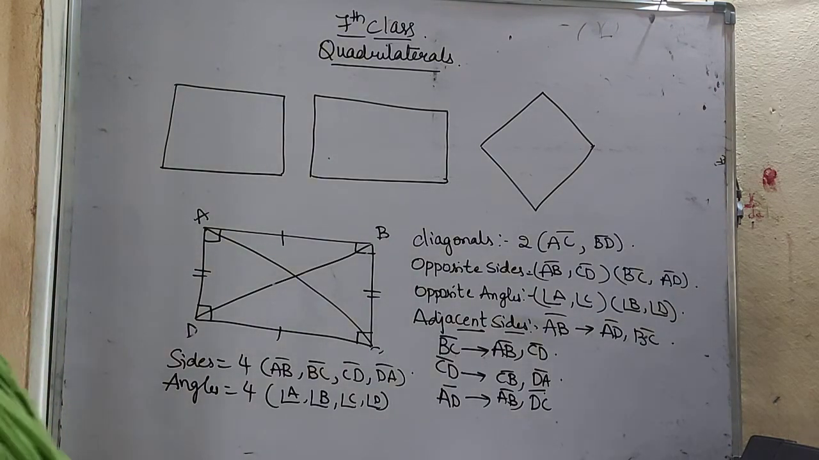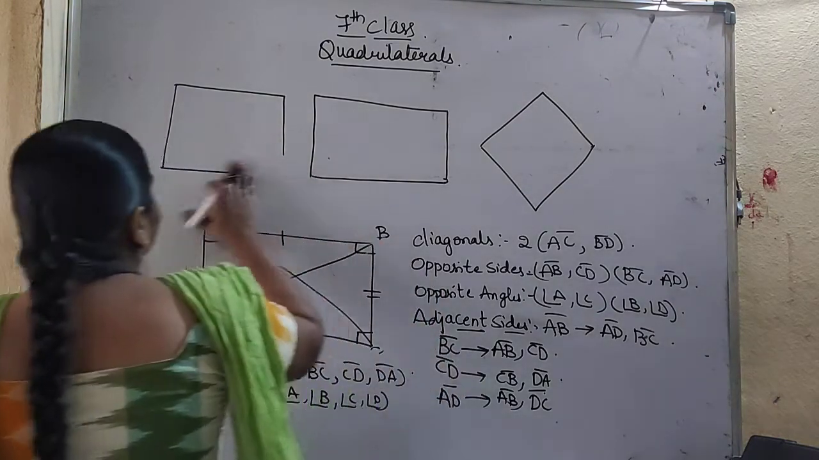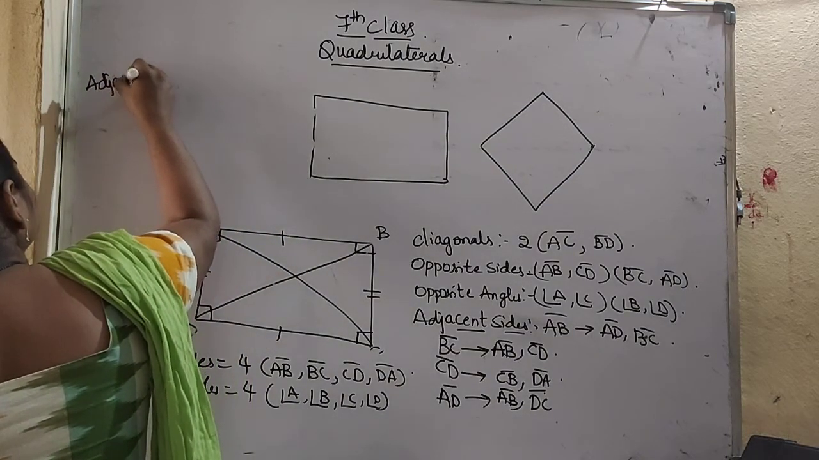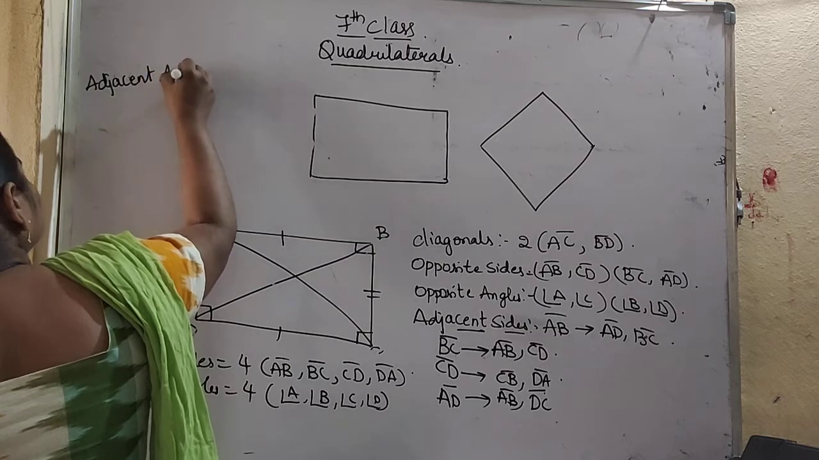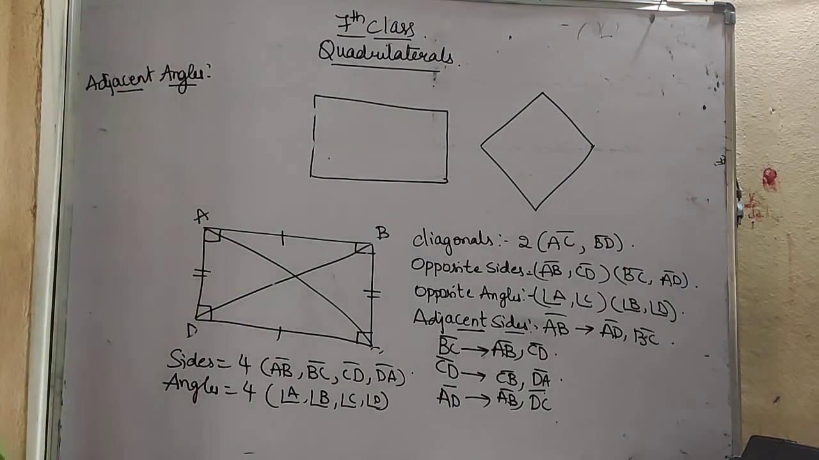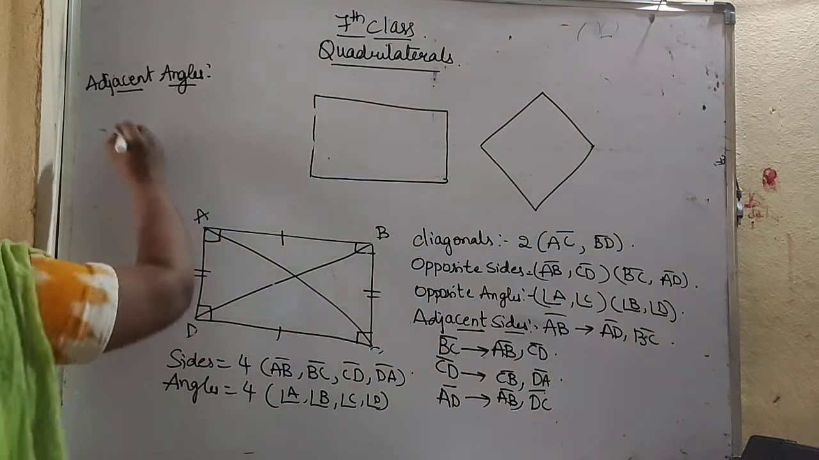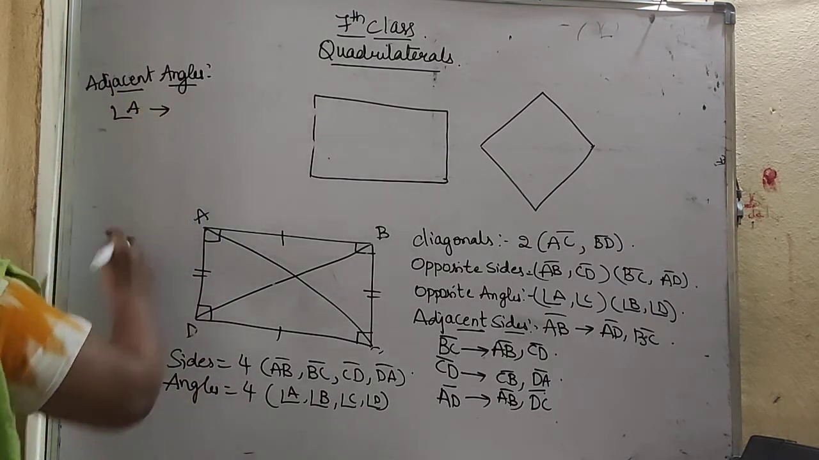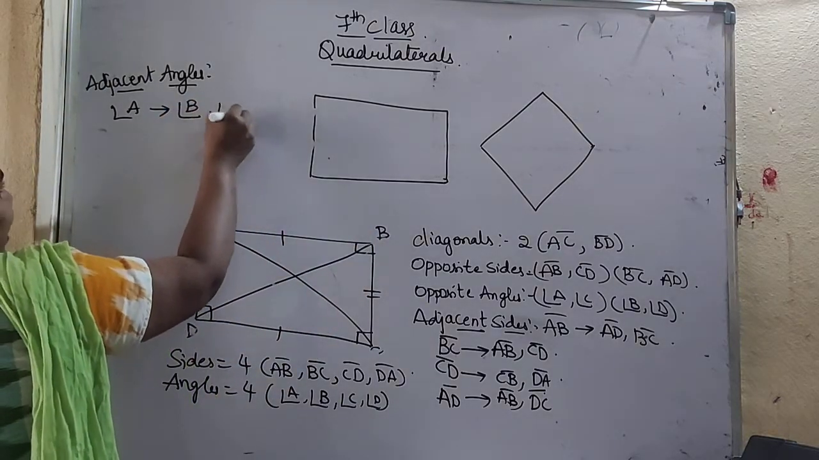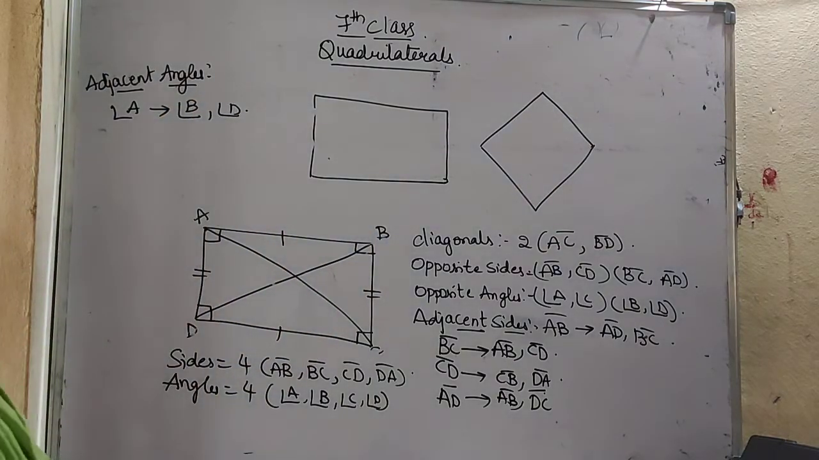Now we have to talk about adjacent angles. So what are adjacent angles? Adjacent angles for A. What are the adjacent angles? D and B are adjacent angles. Angle B and angle D are adjacent to each other.